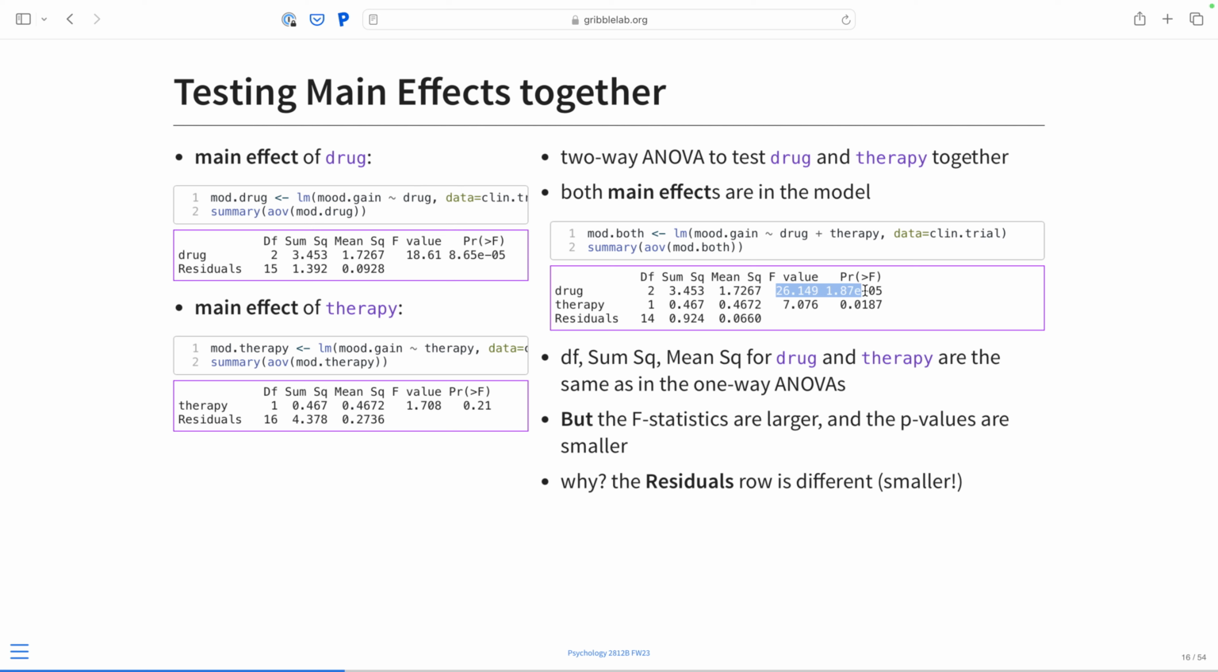Now, it doesn't make much difference for the drug factor because it was already significant in the individual model. But look at the therapy main effect. It is now clearly statistically reliable. The F value is 7 and the p-value is 0.0187. In the individual model, the F value was only 1.7 and the p-value was way above 0.05.